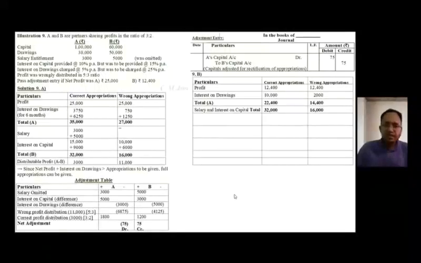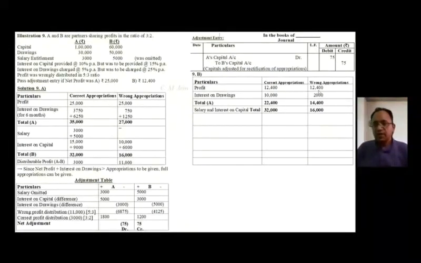Now, if we see carefully, the total amount of profit plus interest on drawings is 22,400, whereas appropriations to be given are 32,000. That means profit is insufficient. Had the question stated that these appropriations are to be treated as a charge, then we would have given full appropriations, doesn't matter even if it results in a loss. But the question is not stating so. So we will have to limit the amount of appropriations.